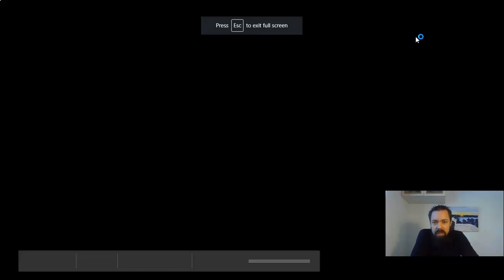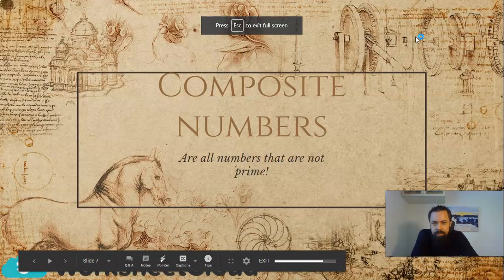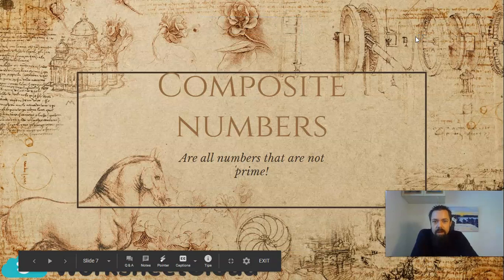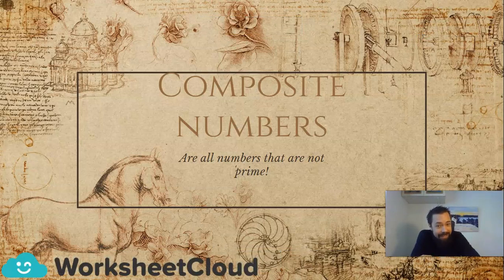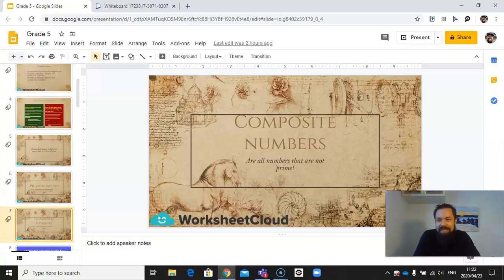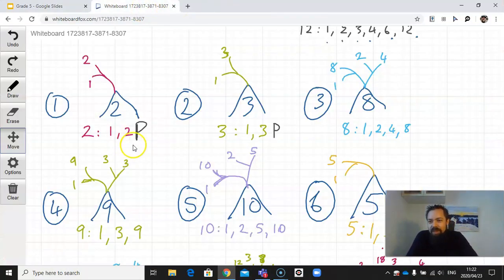And there's one more word to look at. Composite numbers. And this is going to be really hard to remember. A composite number is anything that's not prime. So all the ones that weren't prime on our whiteboard are composite numbers. So let's have a look. This one is a composite number. A composite number.